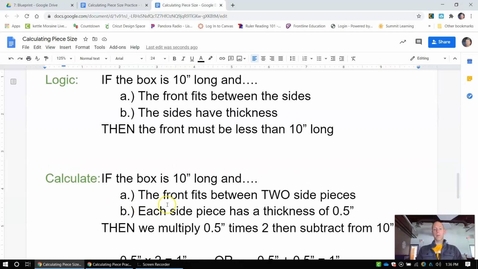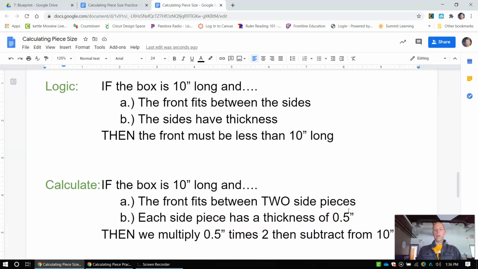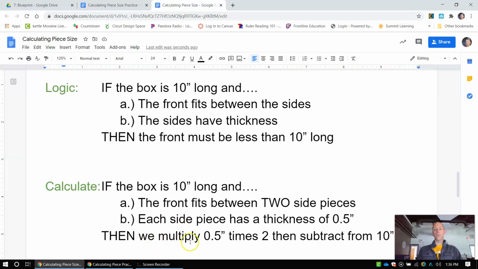So here's how we can think about the math for this. If the box is 10 inches long and the front fits between two side pieces, and each side piece has a thickness of 0.5 inches, then we have to do one or two things. We have to multiply 0.5 times 2, or we can just add 0.5 plus 0.5. And we have to subtract that from our total distance, and here's why.